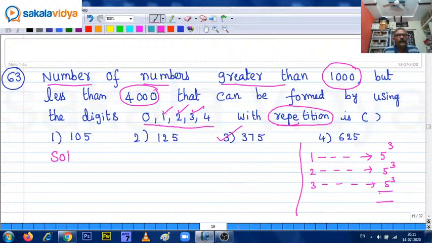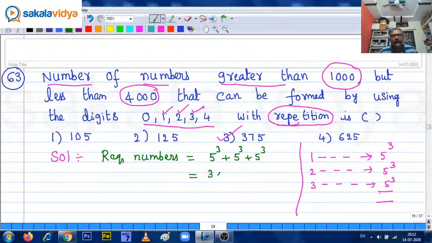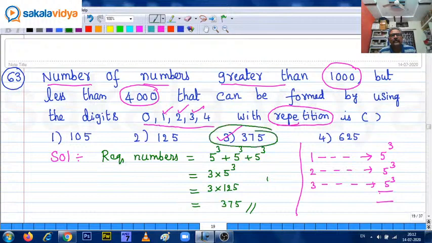So solution: the required number of ways is equal to 5 cube plus 5 cube plus 5 cube, or 3 times 5 cube, which is 3 times 125. So 3 fives are 15, 375. So this is the right option.